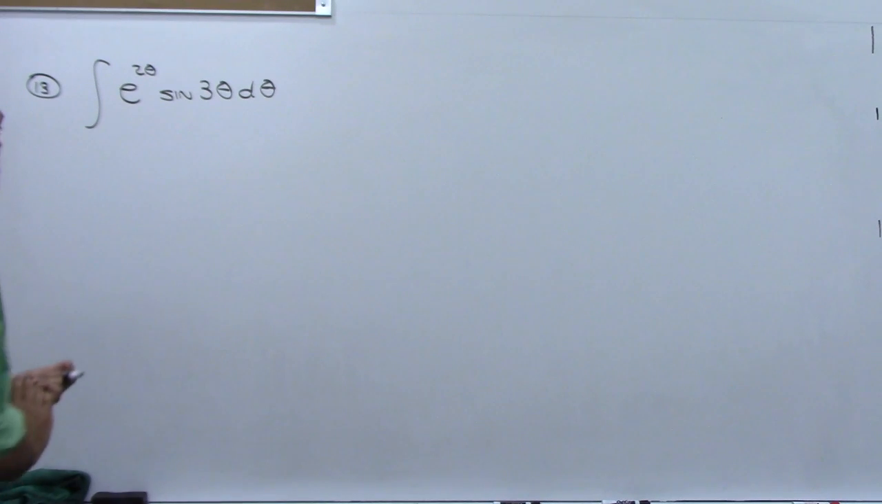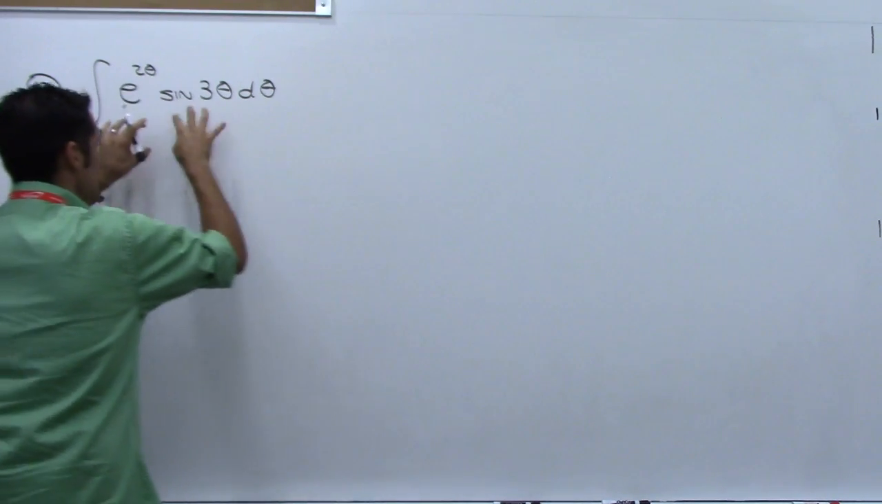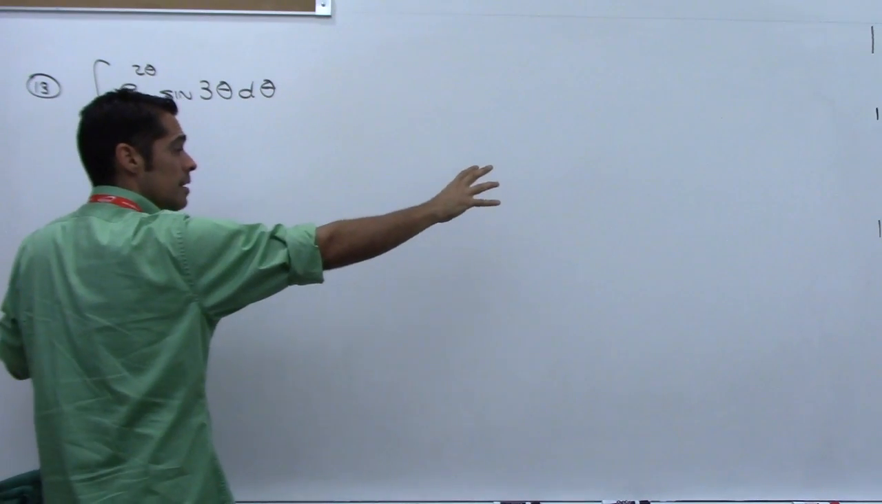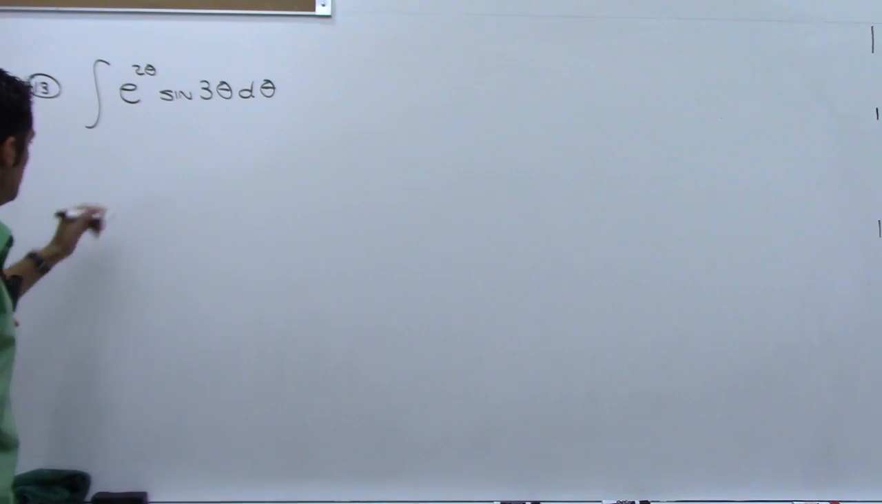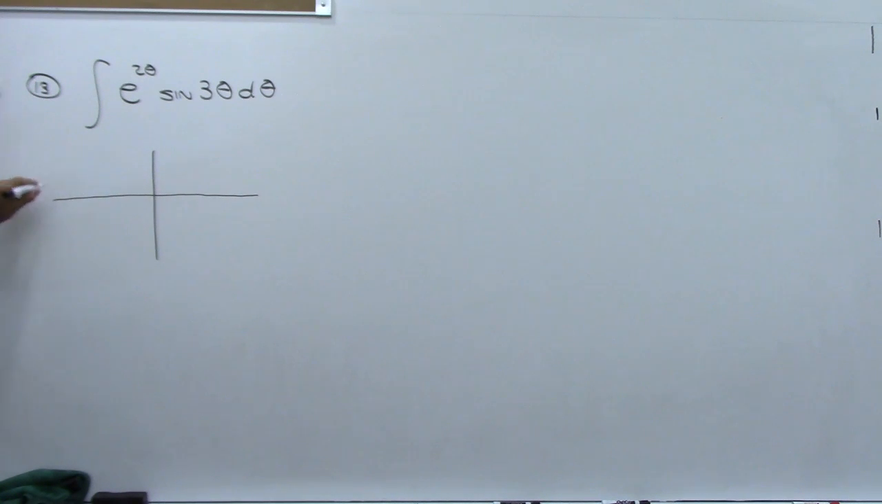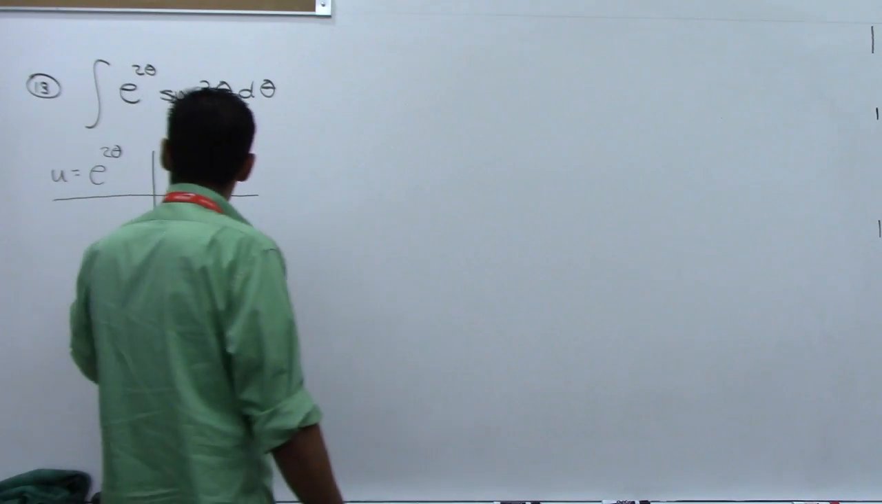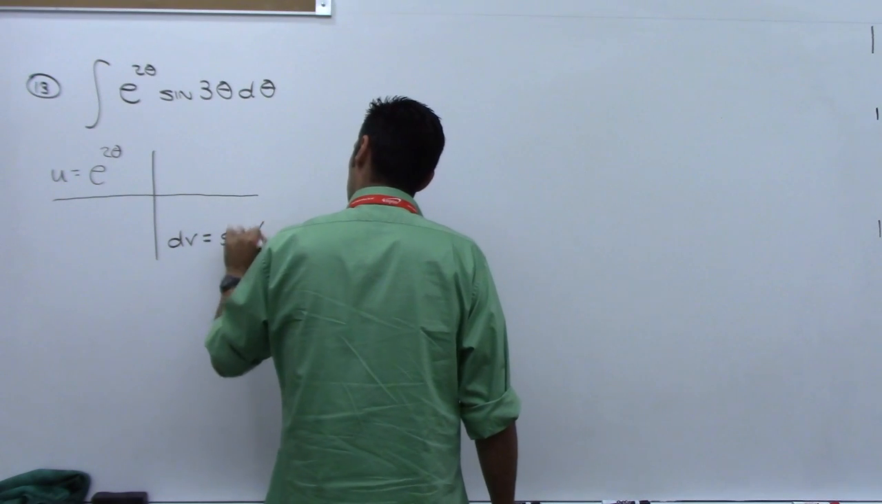However, what we're going to do is hope that when we do our integration by parts, we're going to get this integral to appear on the other side. And once we do, we'll bring it back to this side and we'll work out the answer. So let's see how this is going to go. I'm going to choose my u to be the e to the 2 theta. And that forces me to let my dv be everything else, sine 3 theta d theta.